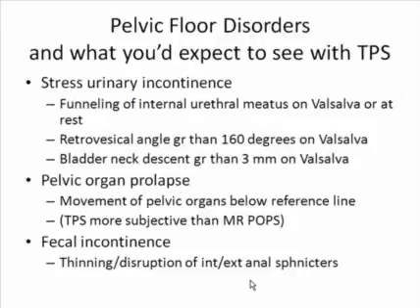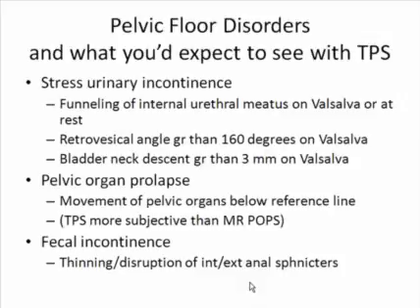So pelvic floor disorders basically break down into three main abnormalities: stress urinary incontinence, pelvic organ prolapse, and fecal incontinence. For stress urinary incontinence, what we would see on ultrasound is funneling of the internal urethral meatus on Valsalva or at rest. We will see abnormalities in the retrovesical angle, which I will show you, and the bladder neck descent.